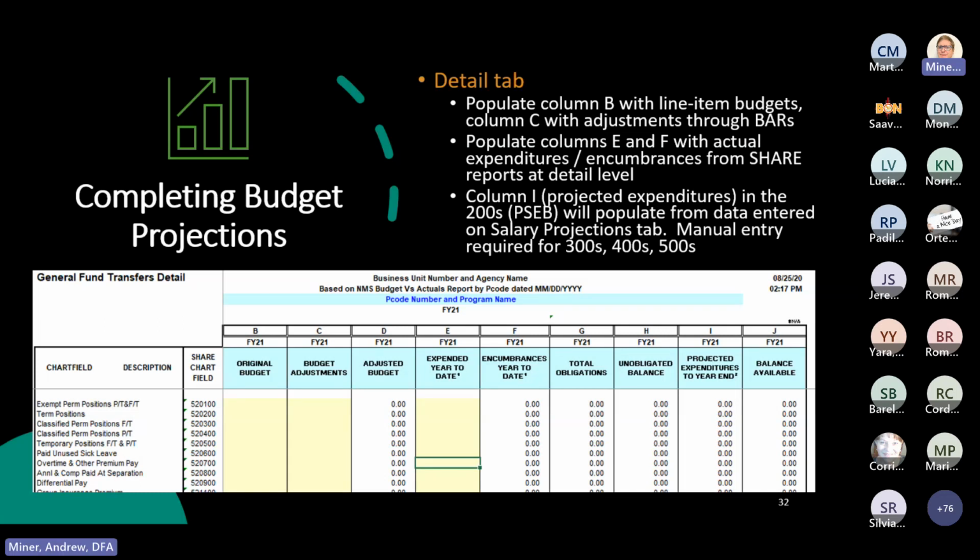And then column I, projected expenditures to year end. That's going to populate automatically from data entered on the salary projections tab, and that's what I'll be talking about next. However, manual entry is required for the 300s, 400s, and 500 categories. The projections template cannot automatically predict what you're going to spend in those categories because it's not as fixed or mandated as salary is. You've got to pay people, right? So you have to enter them in yourself.